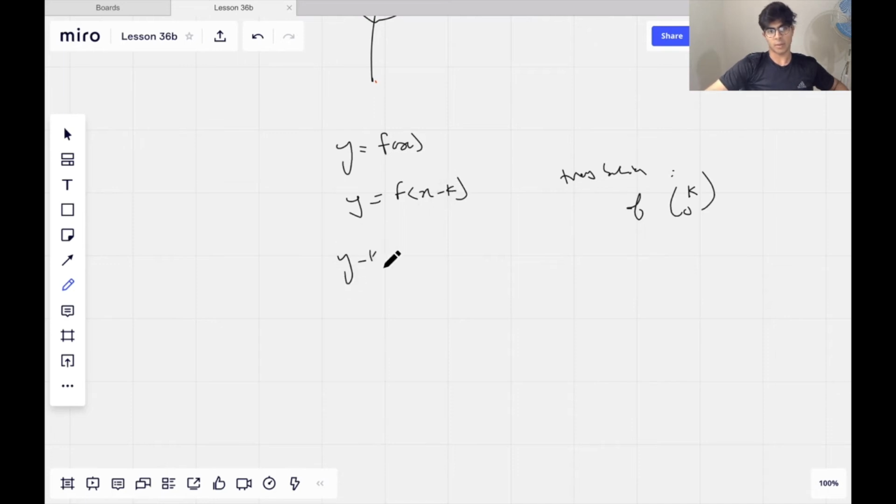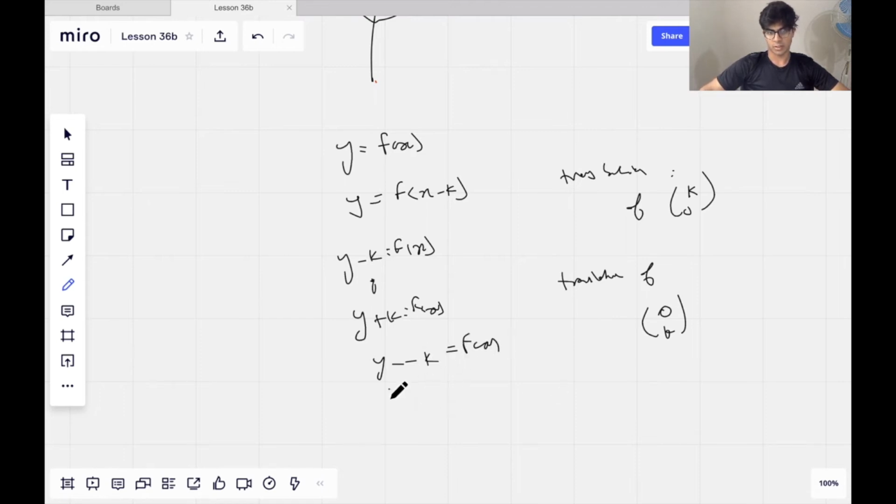And if we have, say, y minus k is equal to f of x, then this is going to be a translation of 0, k. This is clearly affecting y only. Because it's y minus k, this is x minus k; this is affecting x, this is affecting y. Since it's a minus, we just ignore the minus and say it's going to be a positive k. But if it was y plus k is equal to f of x, well, that's y minus minus k, so we have a translation of 0, minus k. And that's the rule you have to remember.